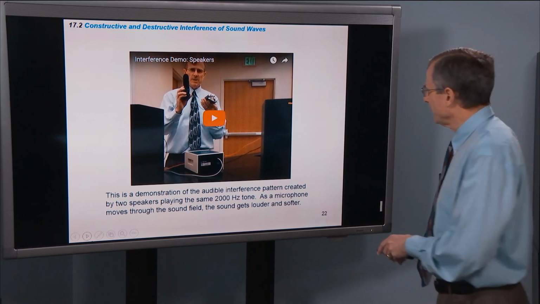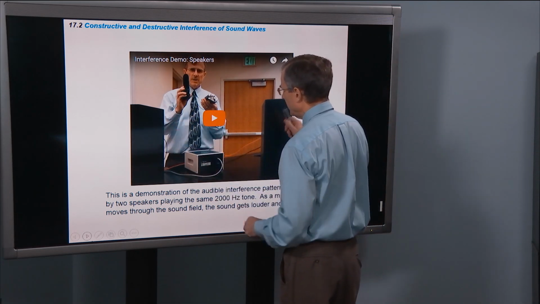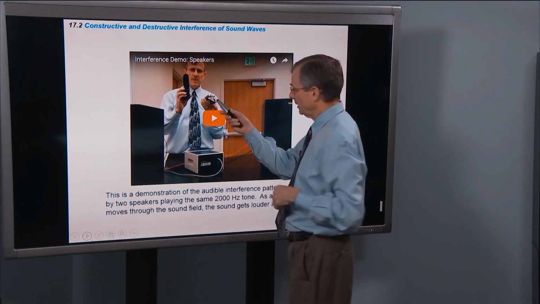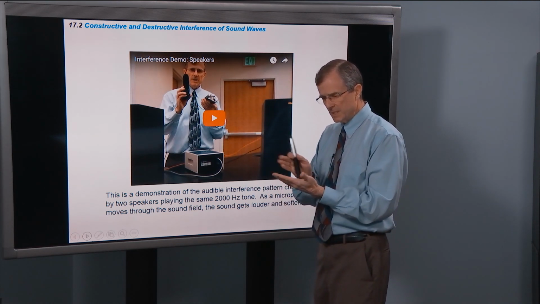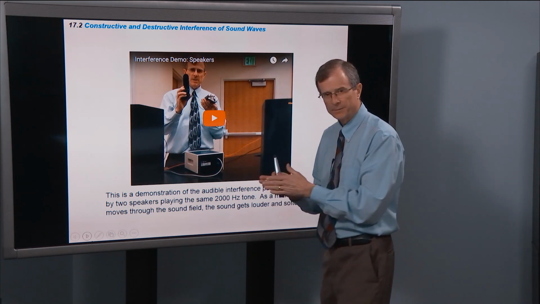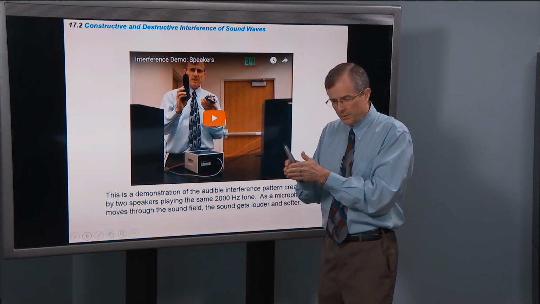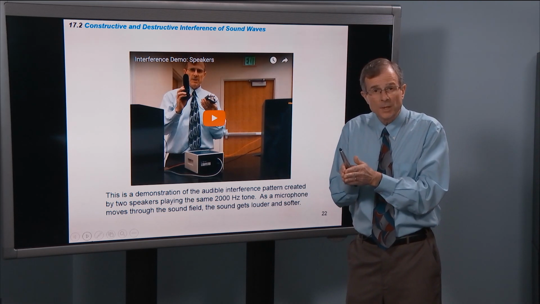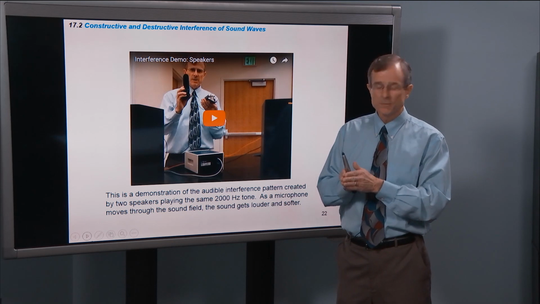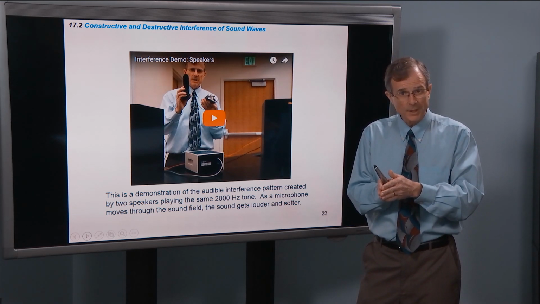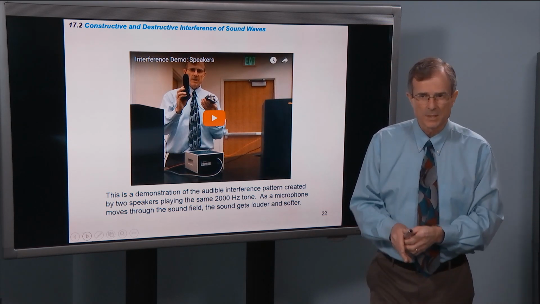What I've got here is a speaker on the left, a speaker on the right, a microphone, and a little instrument that allows you to see what the sound level is as you move the microphone through the sound field. Basically, you're going to move through a place where there's destructive interference, where the sound will be soft. Then moving a little bit further, you'll get into constructive interference, where the sound is loud, etc.